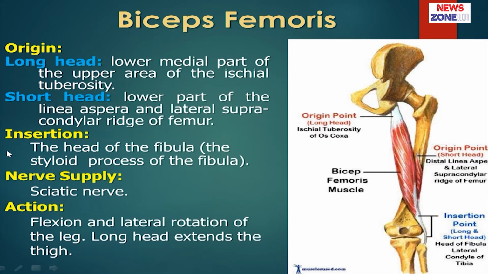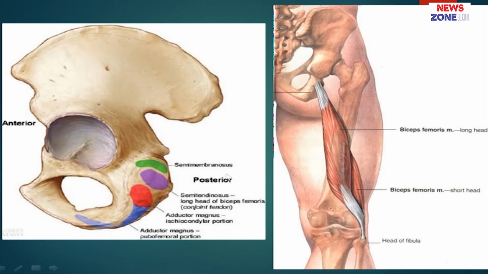The action is flexion and lateral rotation of the leg, and the long head also does extension of the thigh. You can see this is the origin point and this is the insertion point. It has two heads, the long head and the short head. The long head comes from the ischial tuberosity and the short head comes from the linea aspera. Now this is a picture where you can see the origin of the biceps femoris muscle from the ischial tuberosity, this purple area, along with the semitendinosus, and we can also see the insertion at the styloid process of the fibula.